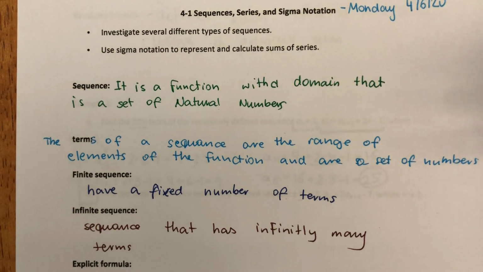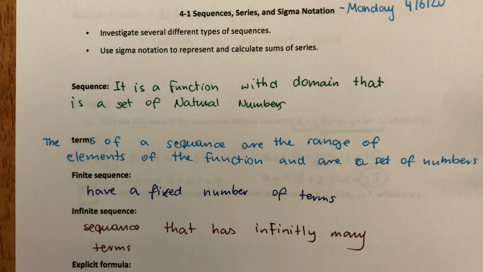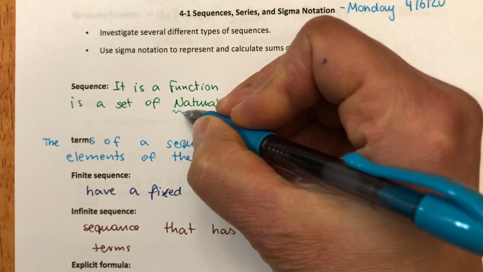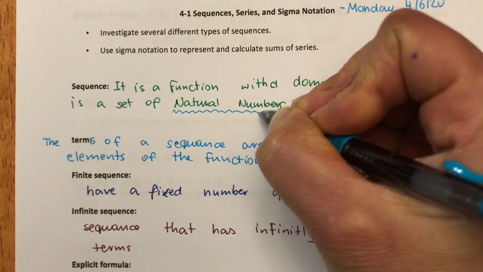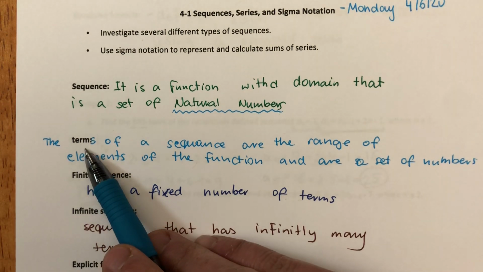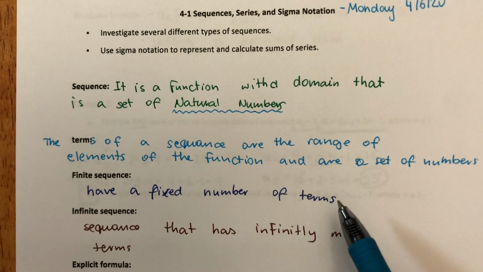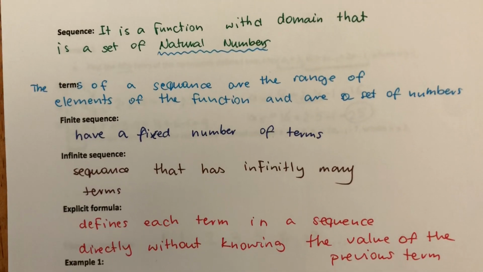So first of all, a sequence is a function with a domain that is a set of natural numbers. Think about what the natural numbers are: definitely not negatives. Those are the nice numbers. The next definition that we need to know is what a term of a sequence is. The terms of a sequence are the range of elements of a function that are a set of numbers.